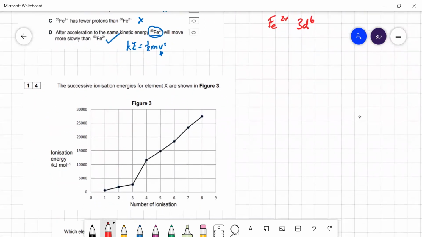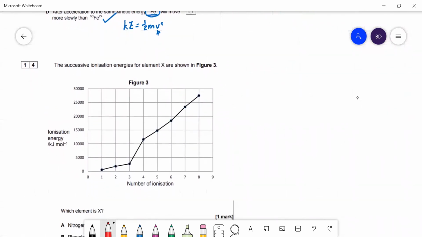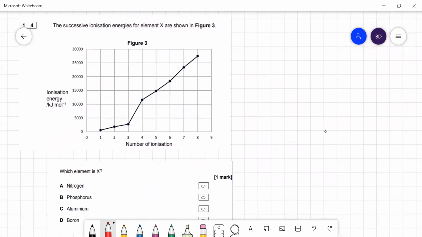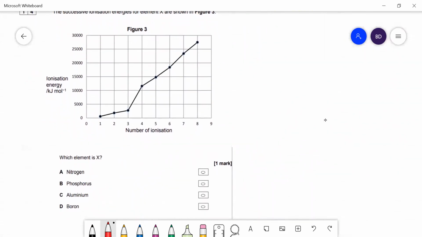The successive ionization energies for element X are shown in figure 3. Now, if we have a look at this, you can see you get this big jump after the third ionization energy here. So that means this element has got 3 electrons in its outer shell, because with the fourth electron you're obviously dipping into a new quantum shell. So that means it's got to be in group 3.